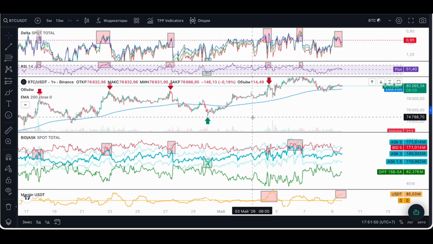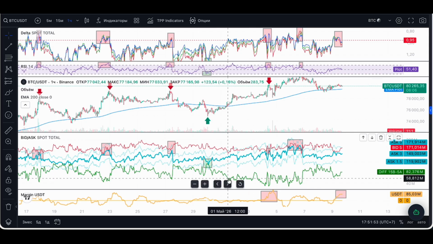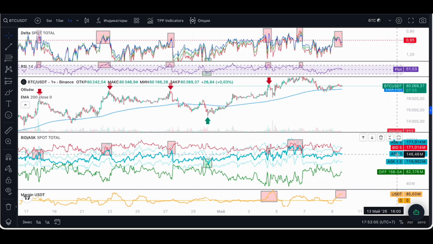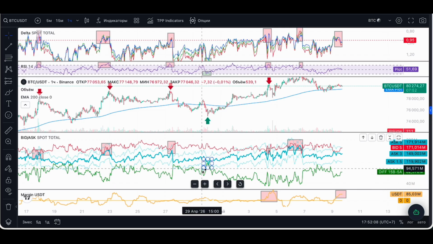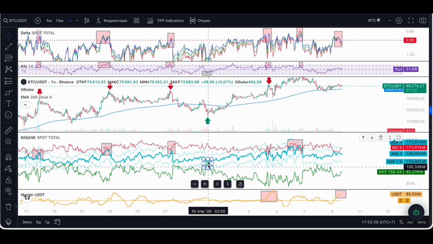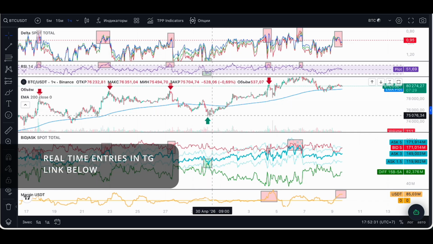And the same thing for long entry points, but we are looking for a different line crossing. We're looking for the green line crossing the blue line. So when ask on the depth of 3% goes below this difference, it means that ask pressure is very weak and bid pressure is higher, and historically this usually shows the turning to the long direction, and this crossing is usually a good entry point for the long position.